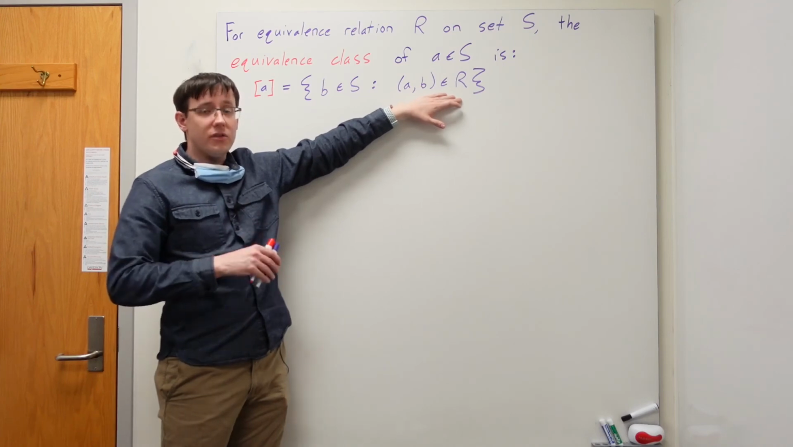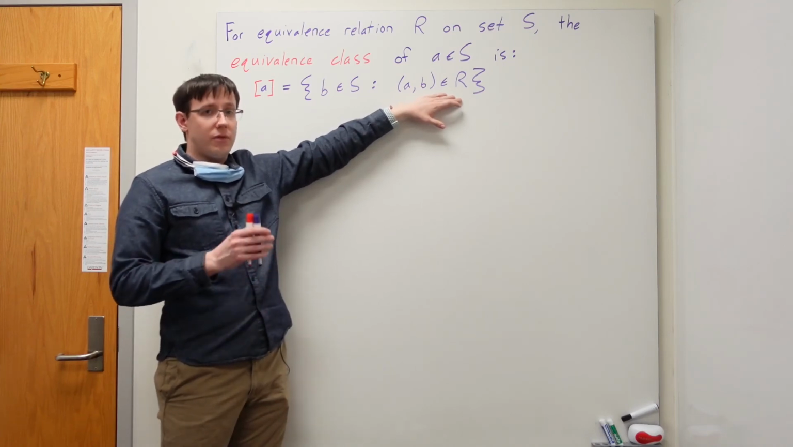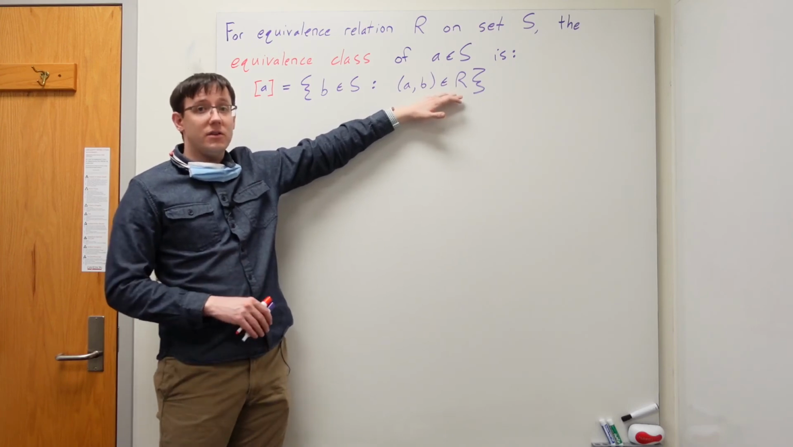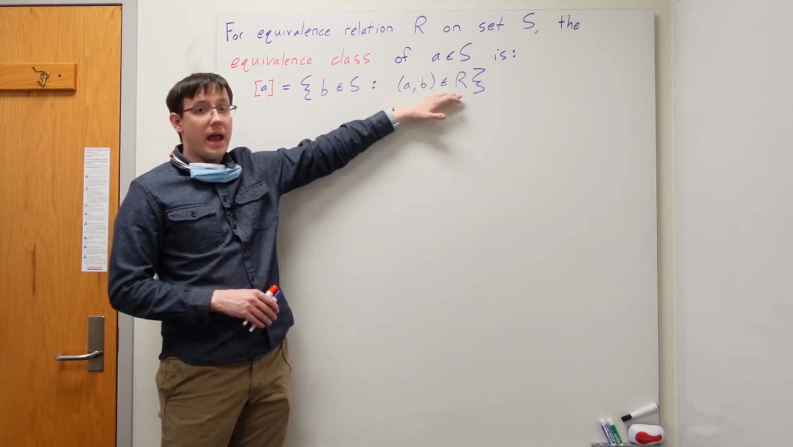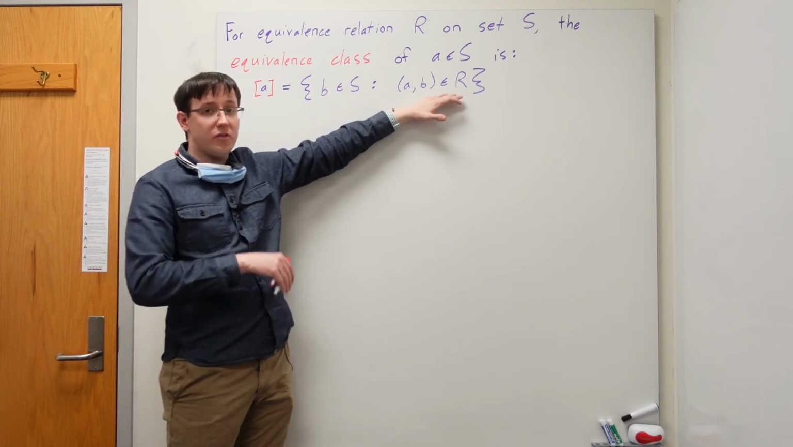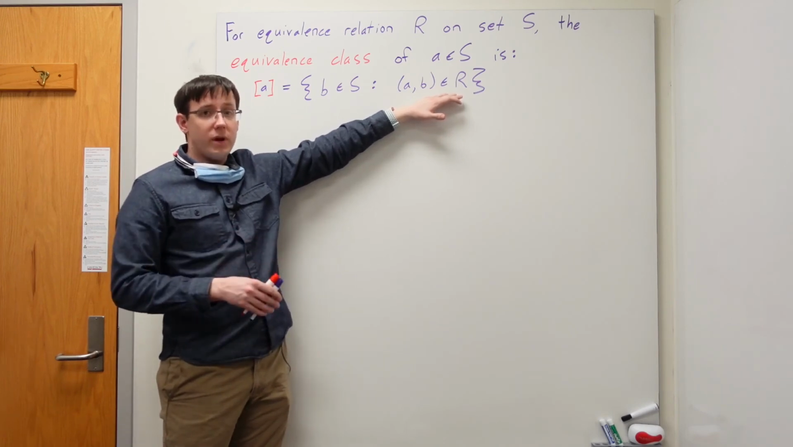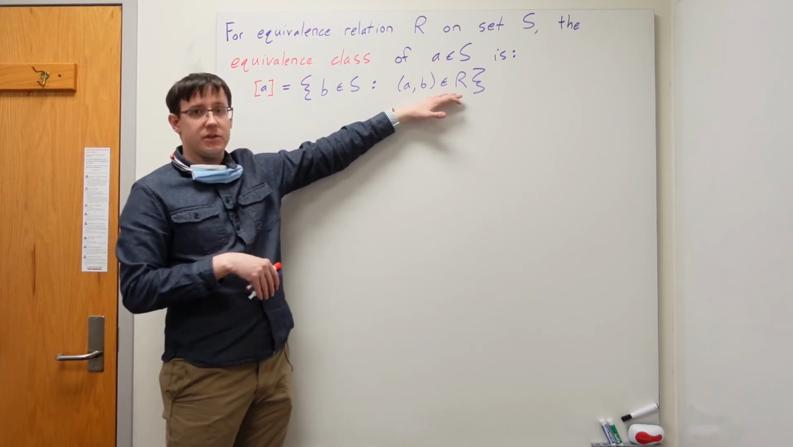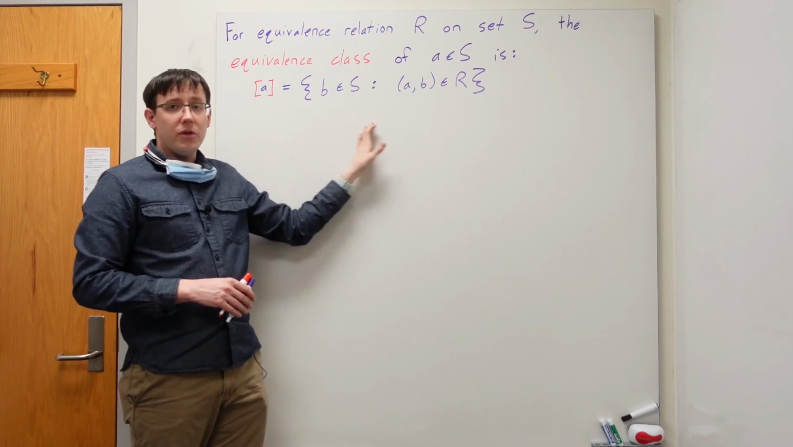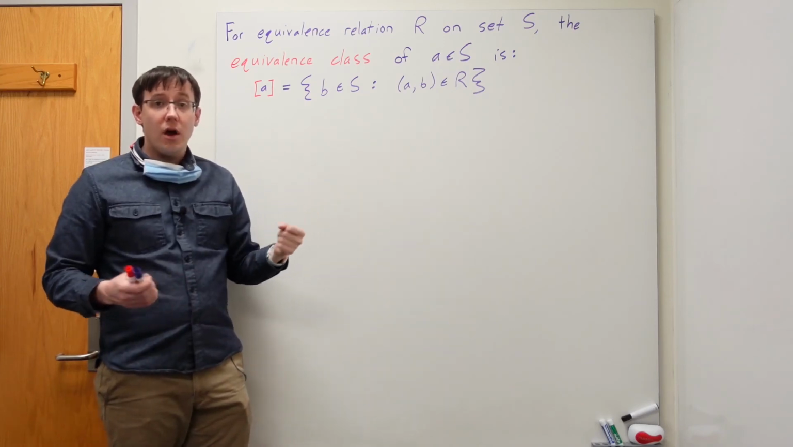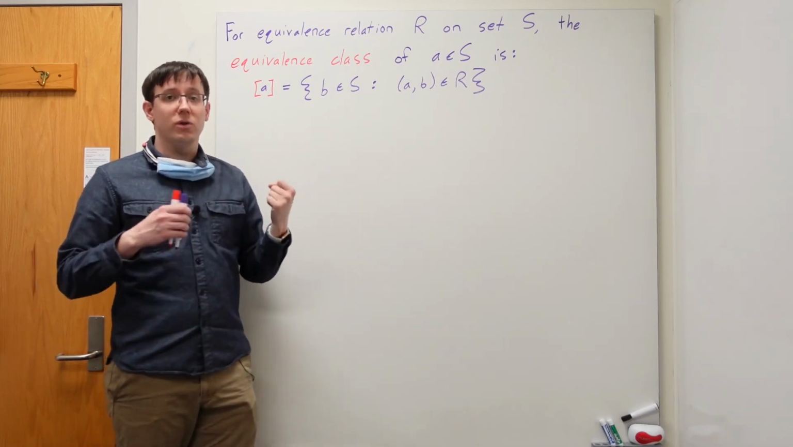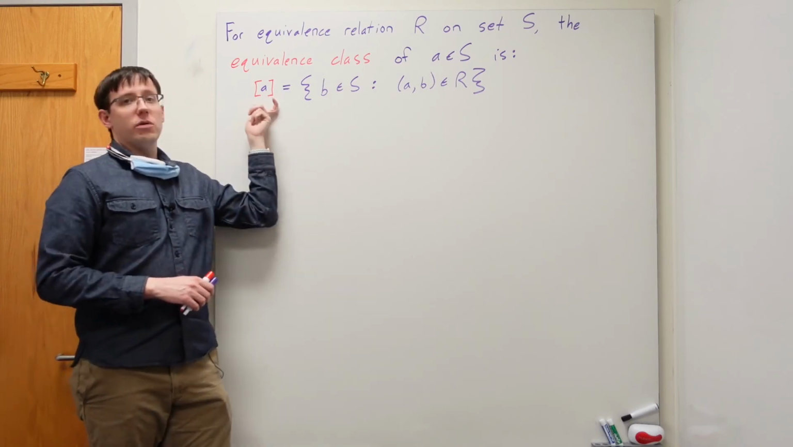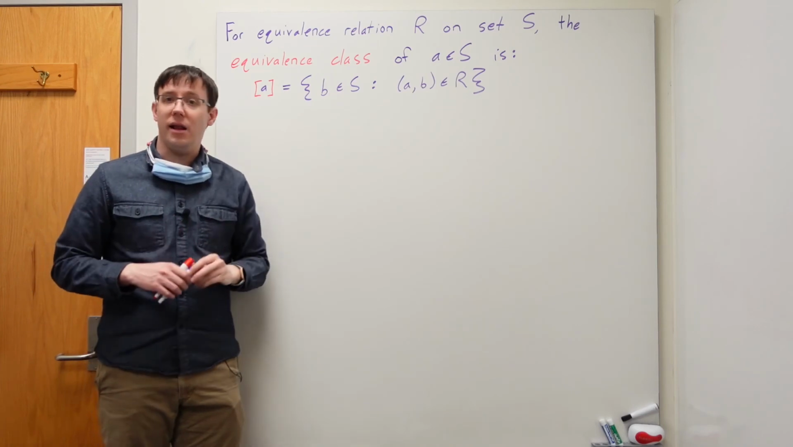Of note, since the equivalence relation is reflexive, we know that A is in its own equivalence class, and since it's symmetric, we know that A must be in the equivalence class of B, and since it's transitive, we know that anything that's in B's equivalence class is also in A's equivalence class. And so, when we build this set, we end up with a whole bunch of things that are all related to each other by the equivalence relation in the equivalence class of any given element.